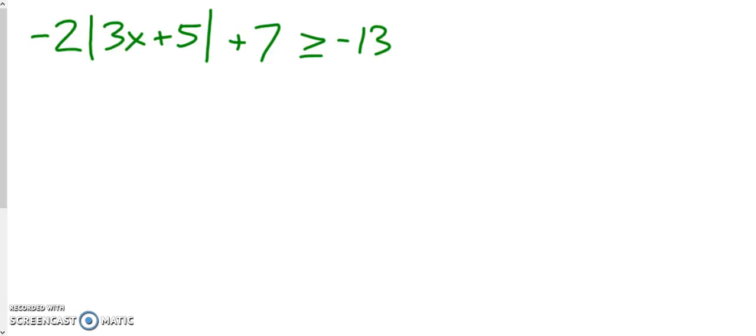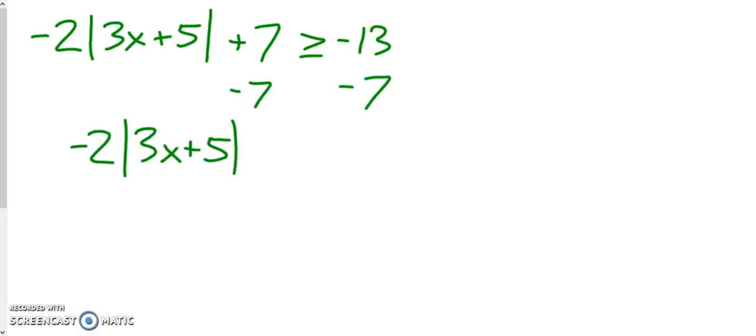All right. Thoughts? Yeah, what you need to do is you need to isolate your absolute value, because if you don't isolate your absolute value, half your answer is going to be wrong. So if I subtract 7 from both sides, I get negative 2, absolute value of 3x plus 5 is greater than or equal to negative 20. Then what? Okay.